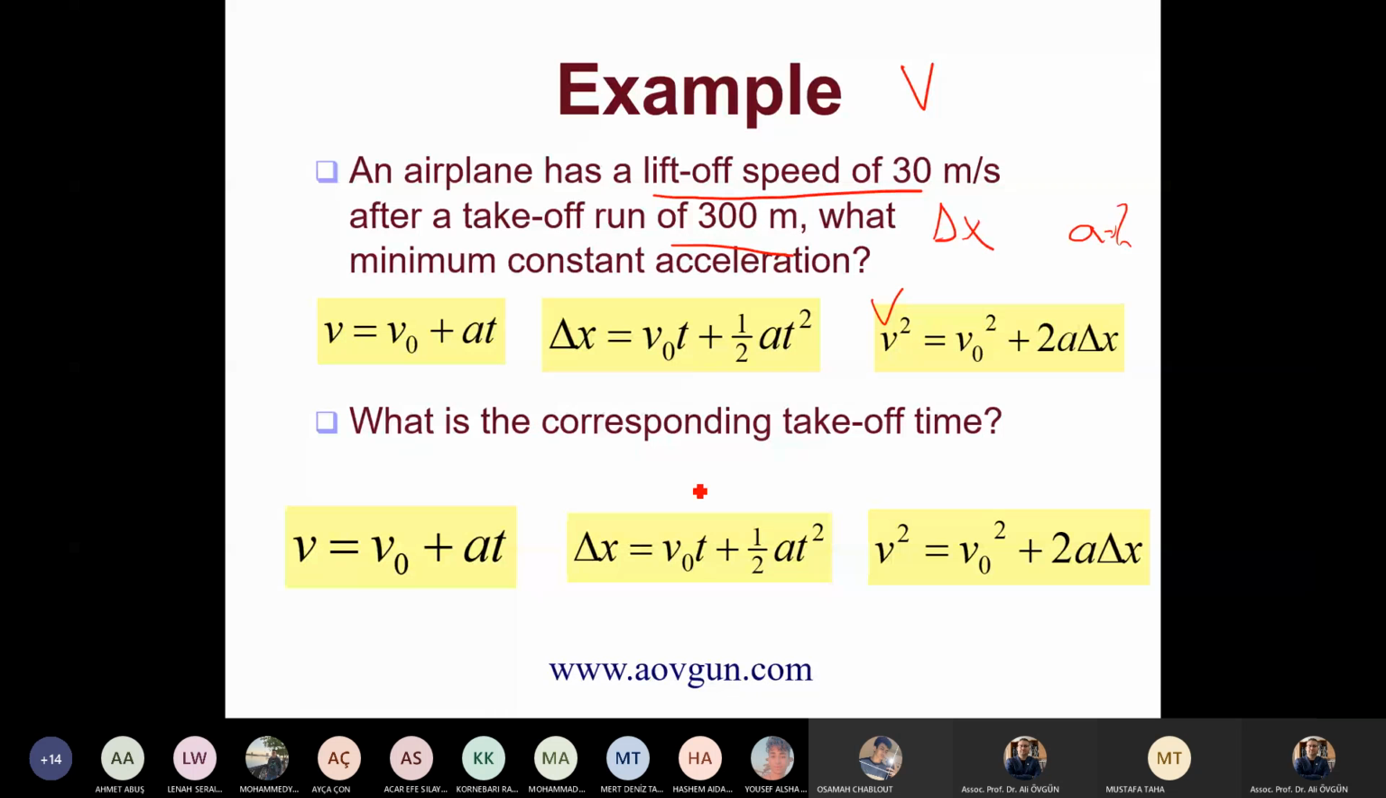Which equation is suitable to use? Now they ask you to find t, so inside the equation there must be time. So you cannot use this one. You can use the first and second ones. You know delta x, and you know a, because you already found it, so you can find t. In the first one, you know v and you know a, so also you can find t, but v0.